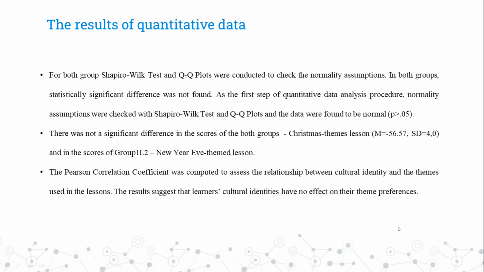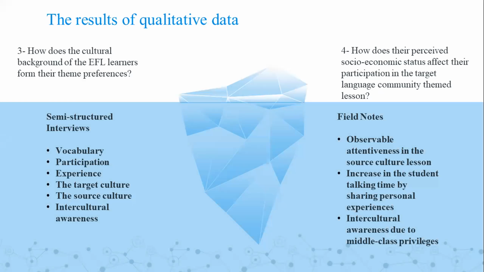So as the last step, we computed the Pearson correlation coefficient to see whether there's any correlation between cultural identity and the themes. So the results suggest that learners' cultural identities have no effect on their theme preferences whatsoever. So okay, moving on to qualitative data, we used it to answer the 3rd and 4th research questions.